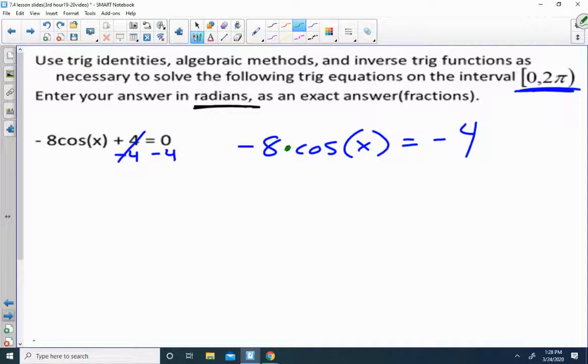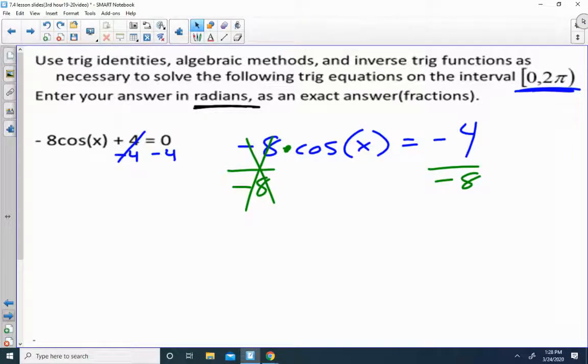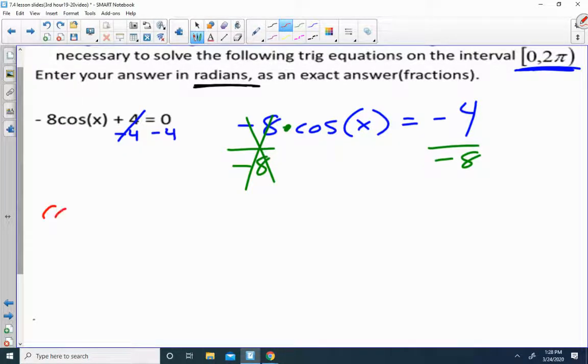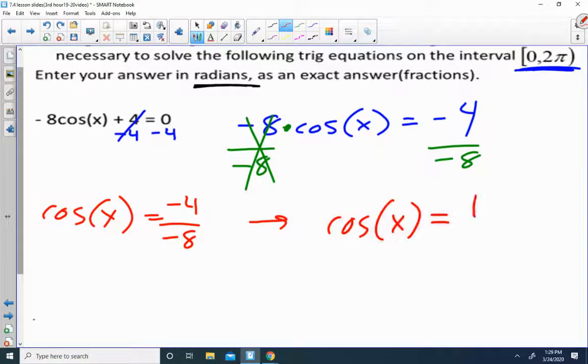Wrong. That's not minus negative 8, that's multiplying negative 8, which means the opposite is division. So you divide both sides by negative 8, and you'll get that cosine of x is equal to negative 4 over negative 8, which, if you simplify, gives you cosine of x equals 1/2.